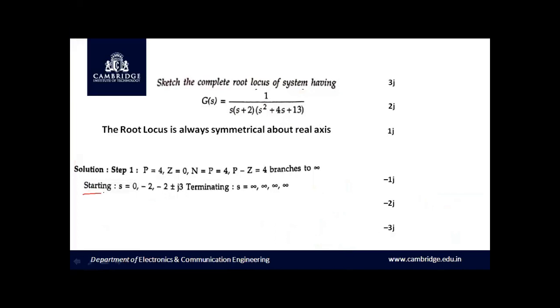We can write the starting points of the poles when K is equal to 0 will be at s = 0, s = -1, and s = -2 + 3j as well as -2 - 3j. And the terminating point will be at an open loop zero when K reaches infinity. And all these 4 poles will be terminating at s equal to infinity, infinity, infinity, infinity. Here it is very clear that all the 4 branches will be terminating at infinity.